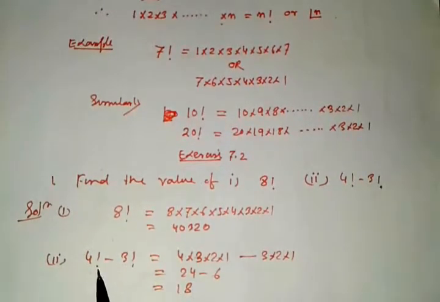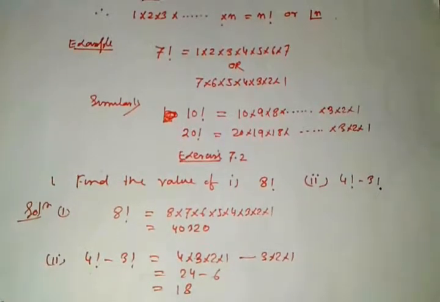Solution number 2, that is factorial 4 minus factorial 3. Factorial 4 is 4 into 3 into 2 into 1, and factorial 3 is 3 into 2 into 1, therefore 24 minus 6, this is 18.